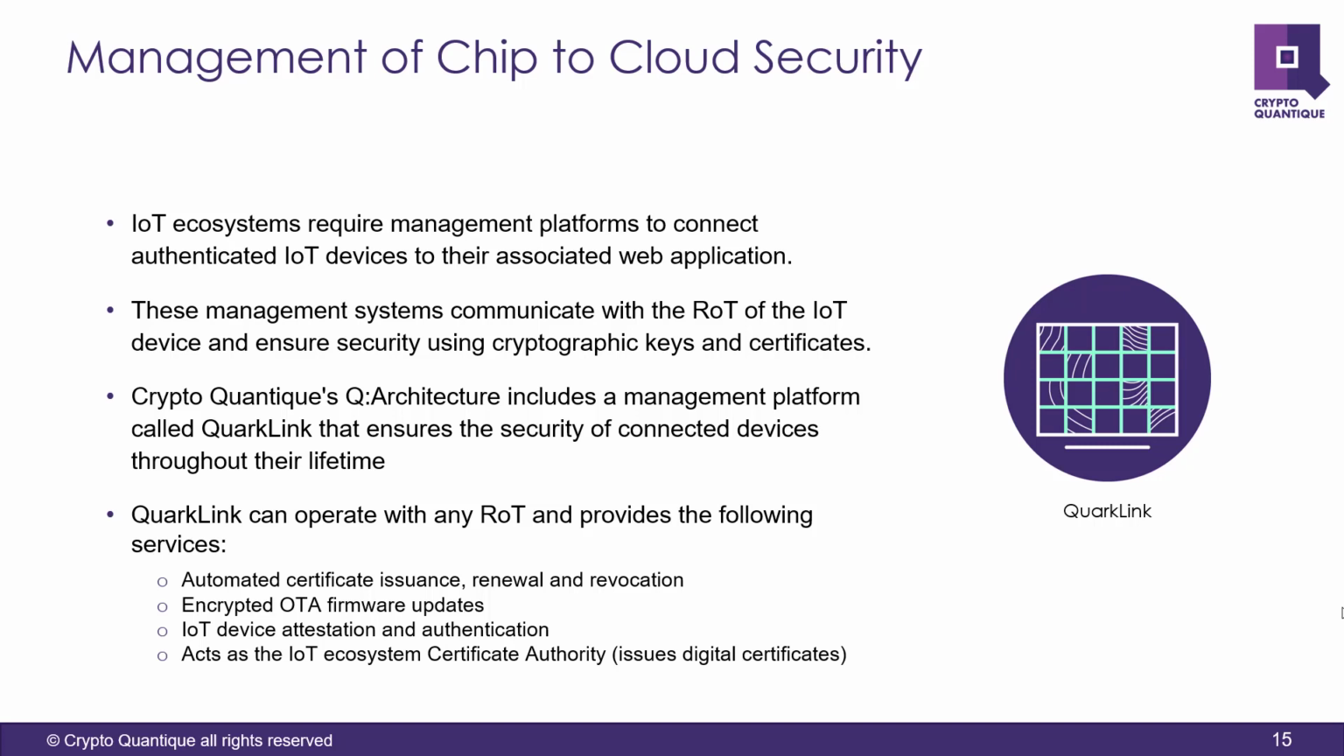To give you some examples of its features, QuarkLink can operate with any root of trust, and it automates certificate issuance, renewal and revocation. It can handle encrypted over-the-air firmware updates, IoT device attestation and authentication, and it actually acts as your IoT ecosystem's certificate authority.